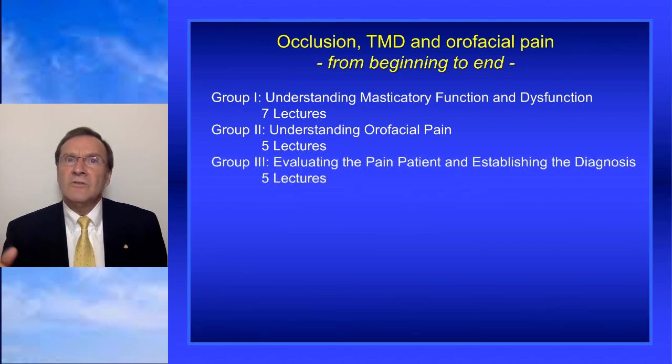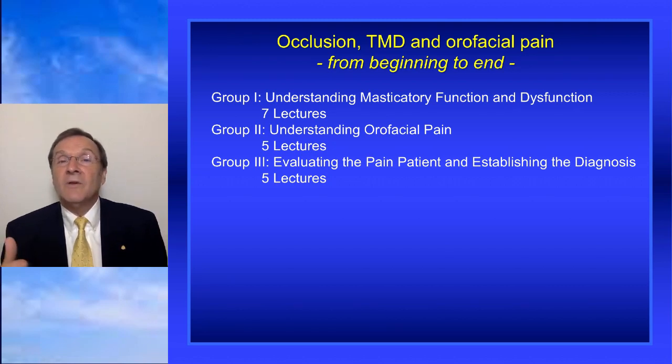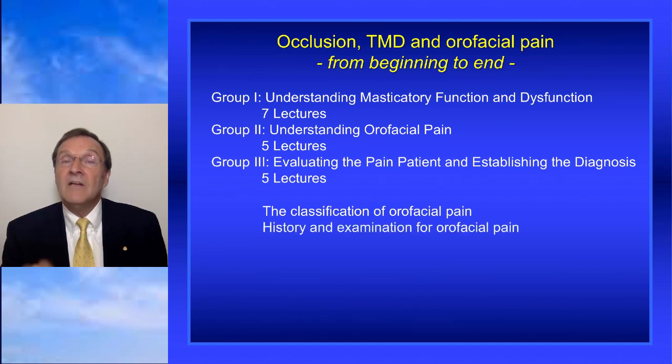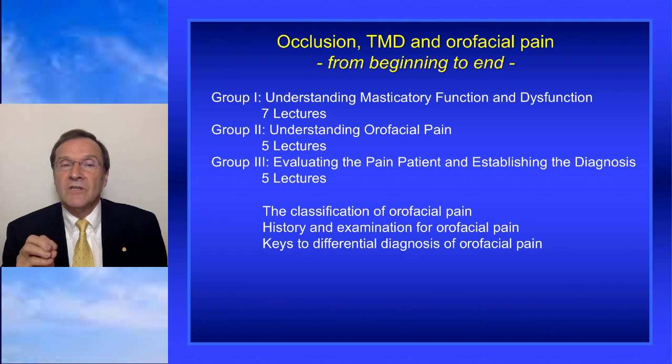The next thing I'm going to do is talk about, once you have understanding of this, how do we evaluate the patient? How do we evaluate the patient by establishing the proper diagnosis? There's five lectures here. It begins with what's the classification of orofacial pain. And I'll go through all those subtypes we just talked about. How you take a good history and do an examination for your patient. That's critical to gather the information so you can make a differential diagnosis. We talk about seven different keys that can help you differentiate muscle pain from joint pain.